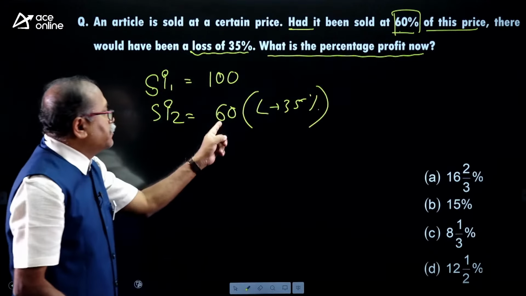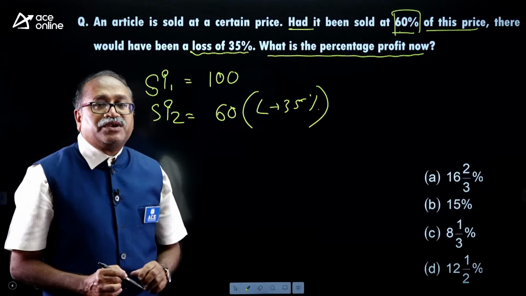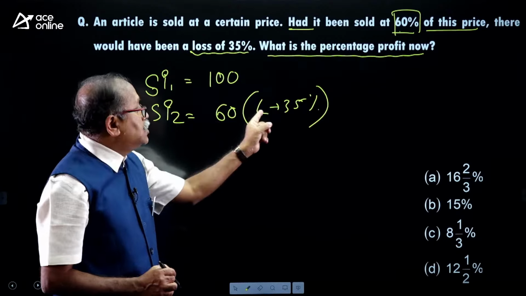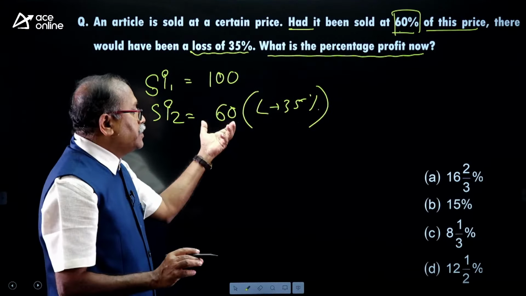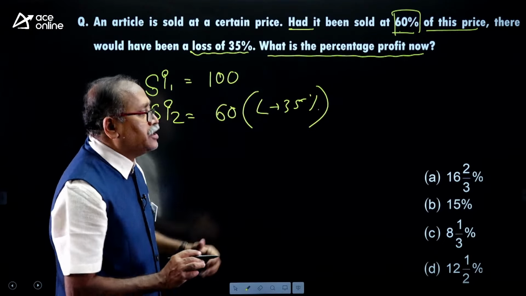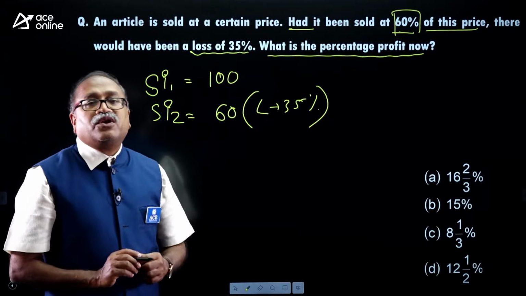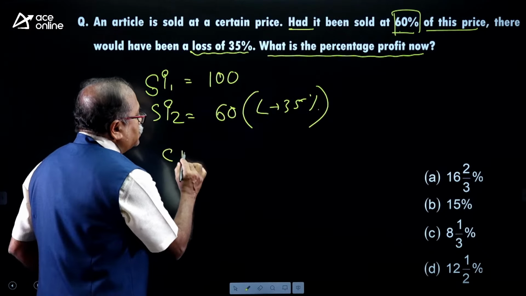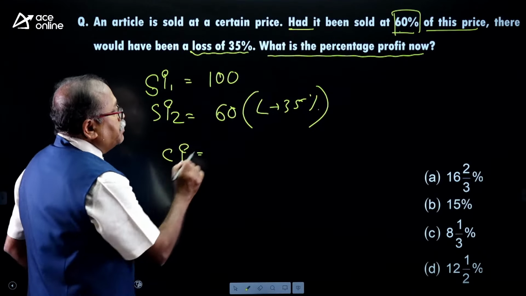That means this is 65%. Once I know that 65% is 60, so at this selling price there is a loss of 35%, that means the selling price is 65%. So when I know 65%, can I find out 100%? Yes, I can find out 100%. But that's not your answer. So let's find out 100%. 100% will give you the CP here.